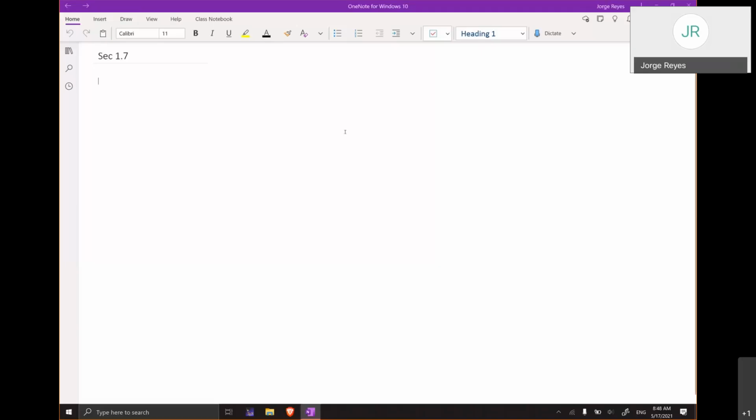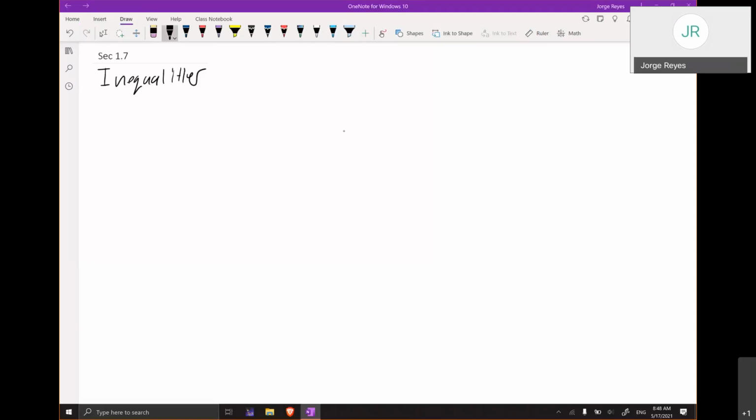Hello, class. So we are now in section 1.7, which is about inequalities. Basically, we learned about equalities a couple sections ago, so now we have to learn the inequality version. And a lot of it's the same.